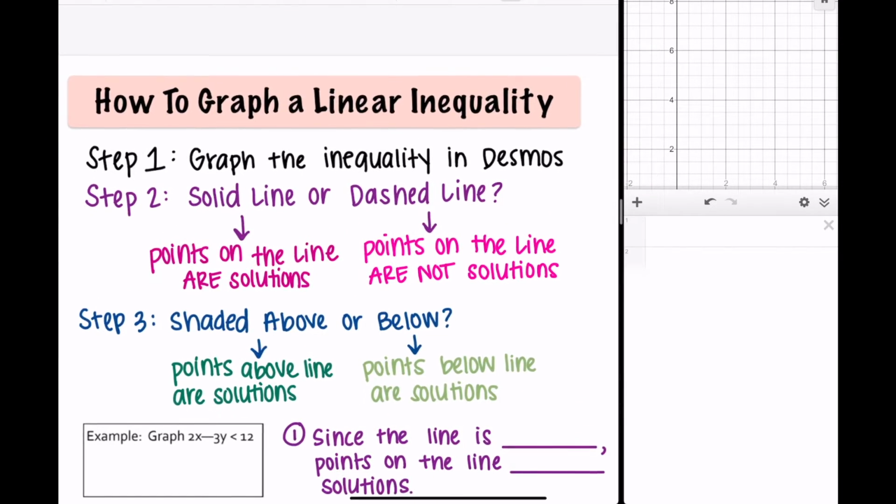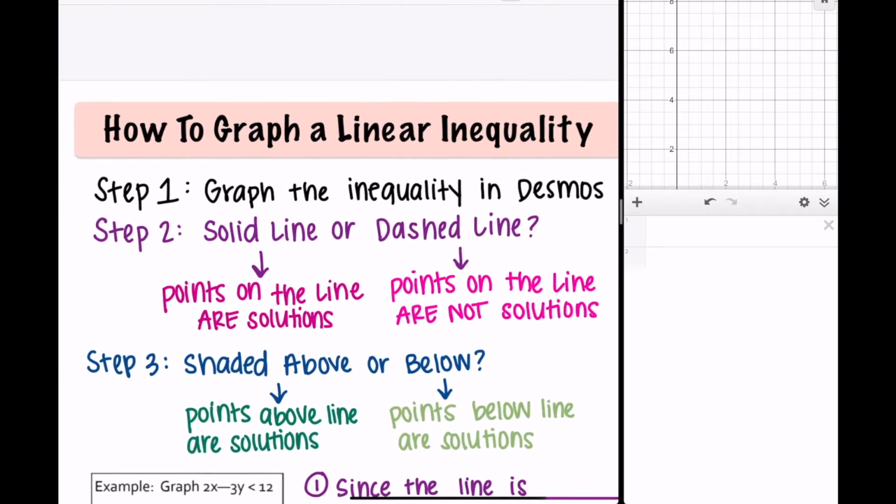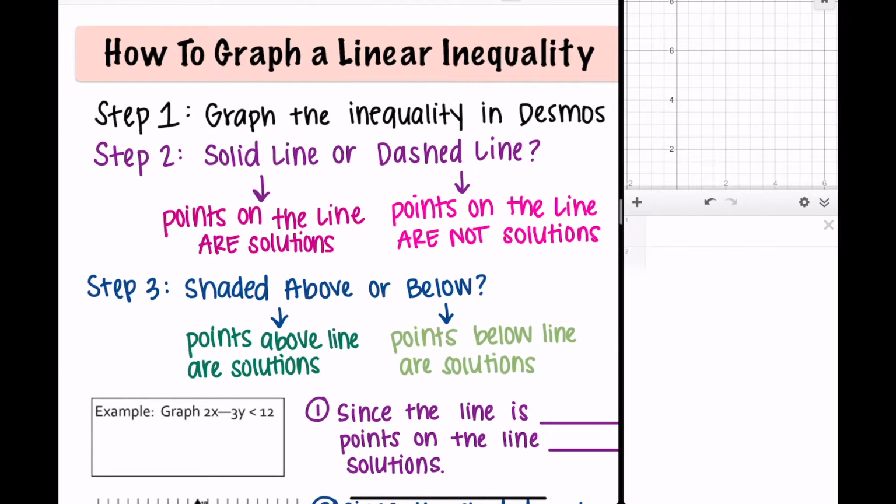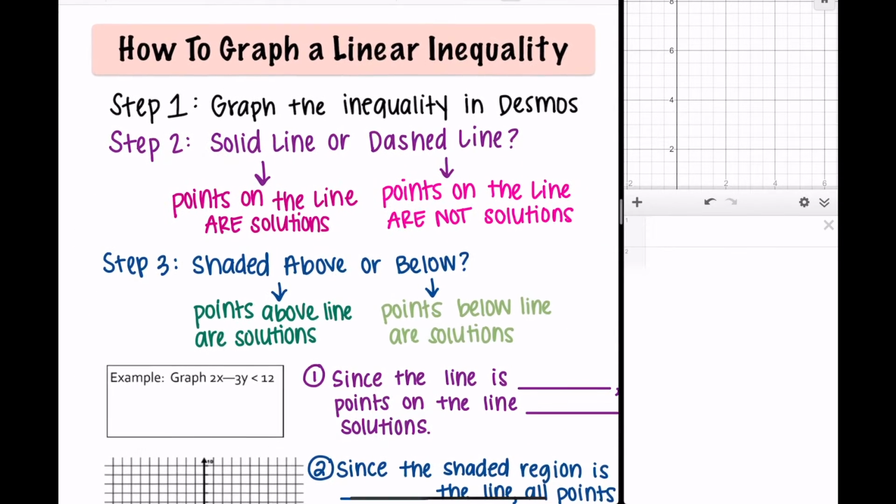Now let's graph some linear inequalities. When you're graphing a linear inequality, it's going to look like a linear function. The only difference is that it's going to have an inequality symbol instead of an equal sign. So step 1 is just to graph the inequality in Desmos. Step 2 is to determine if the line is solid or if it's dashed.